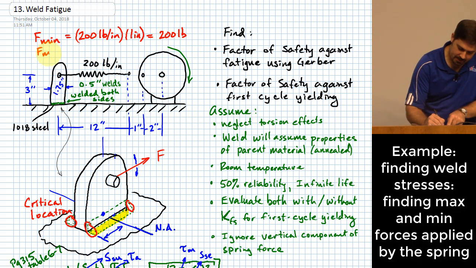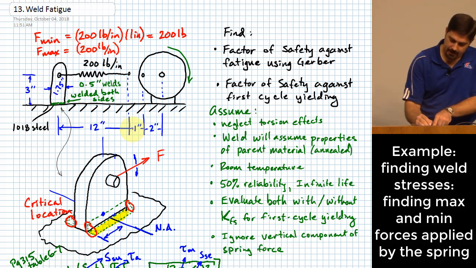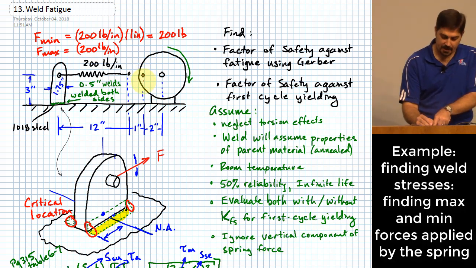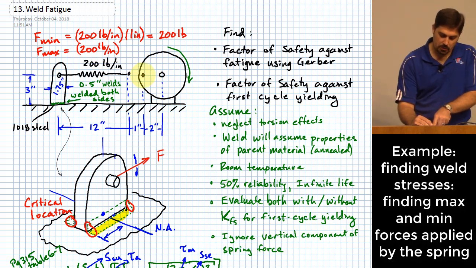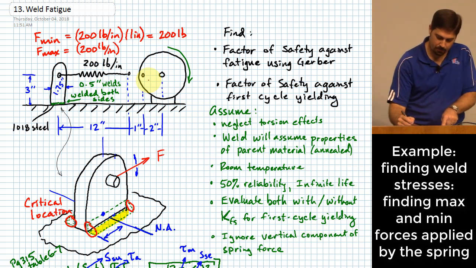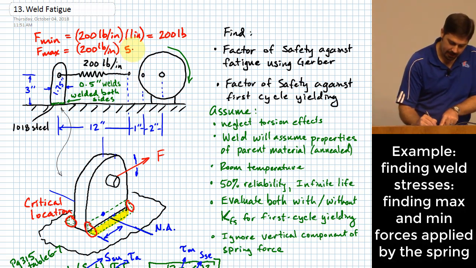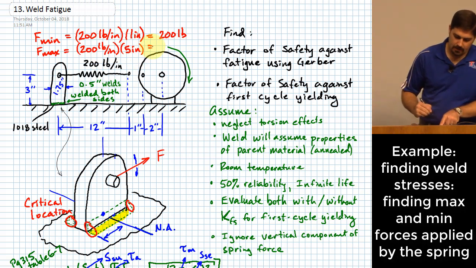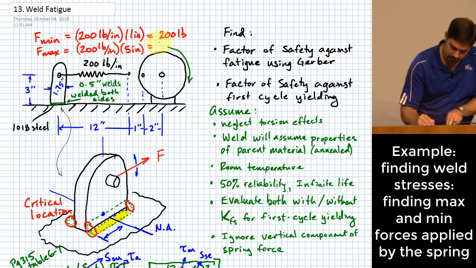What about F max? Okay, 200 pounds per inch times the 1 inch that I had to stretch it to first put it on there, as well as another 4 inches, because it's going to go from the radius pointing toward the spring attachment to the radius pointing away from the spring attachment, which is a difference of 4 inches. So that all adds up to 5 inches. And what does that give me? 1,000 pounds.